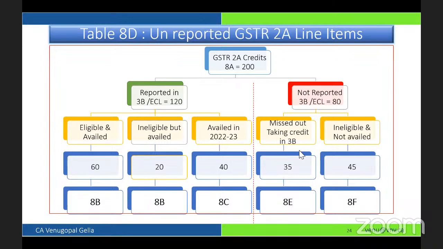Then if any credit has been missed out, which you should have claimed but missed claiming, that will also fall part of 8C because you have time to claim it. But if you haven't claimed it, it will lapse and then you have to show it in 8E. And if it is ineligible, disclosure needs to be made in 8F of GSTR-9.